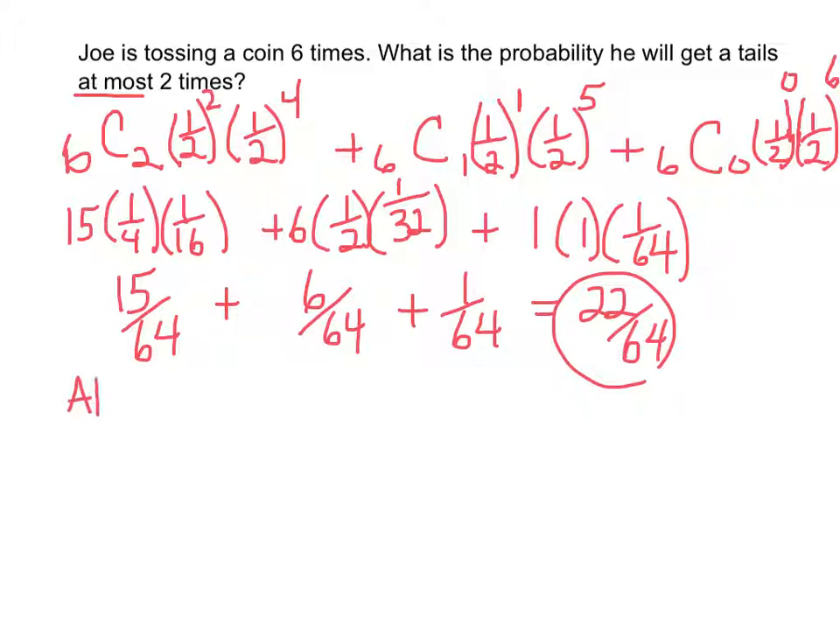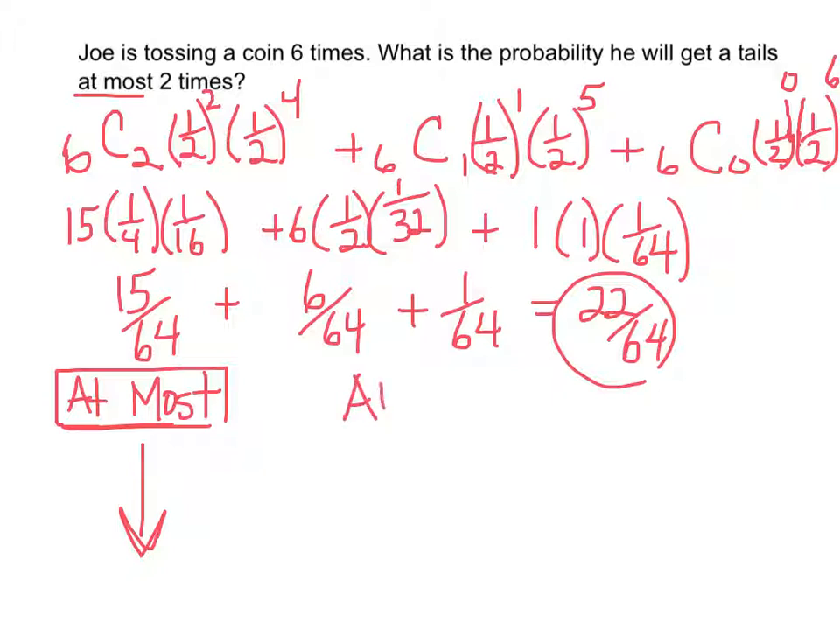Alrighty, so let's just kind of wrap this up. If you see the phrase at most, remember that phrase means that amount or less. In this case, Joe tossing a coin 6 times, at most 2, you would do 6C2, 6C1, 6C0.